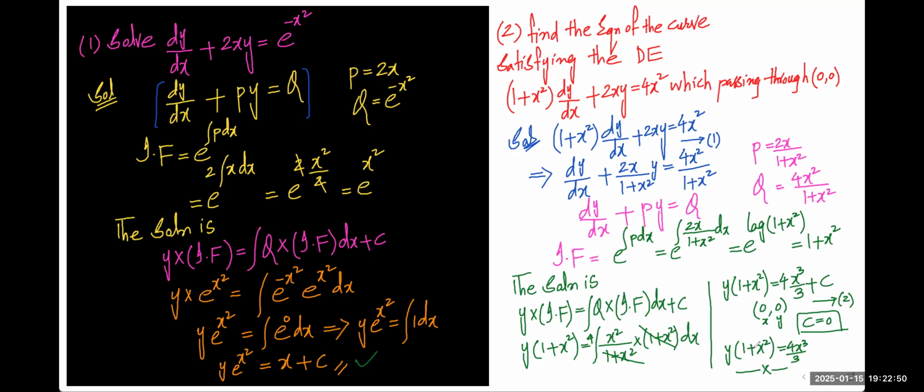Sir, if suppose we got constant, a number like 3 or something, we should just add that to 4x cubed by 3 plus 3, whatever it is, you have to write it. Only write it and leave it. That's it.